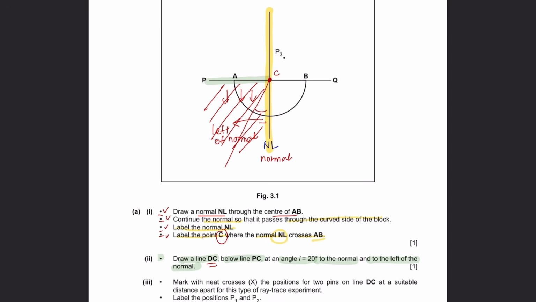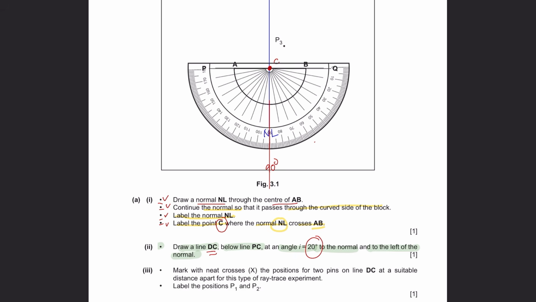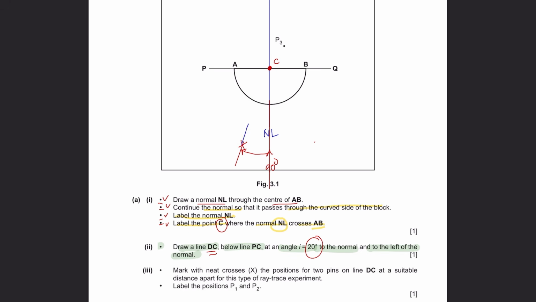Let's use our protractor. If your normal is at 90 degrees here, so 20 degrees towards it would be at 110. So I'm going to mark X here. From X, I will just connect it to C. And this would be the line DC. We're going to label the other end of this line as D.